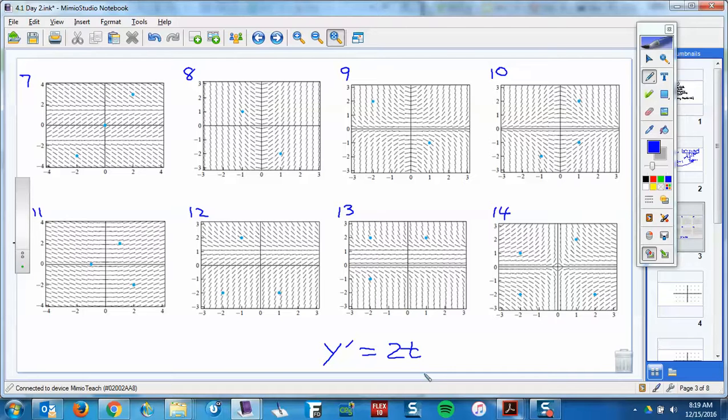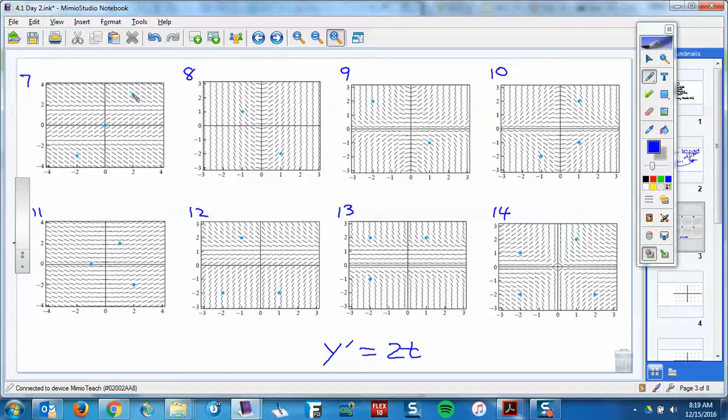So here's the first one. This is Roman numeral 1. Y prime equals 2t. All we can do is plug into this to get some slopes, and that's how we would do this, right? Well, let's just take a point like this one right here.